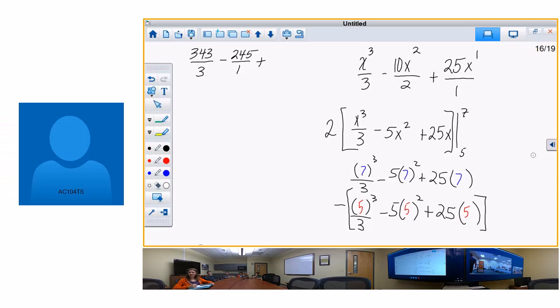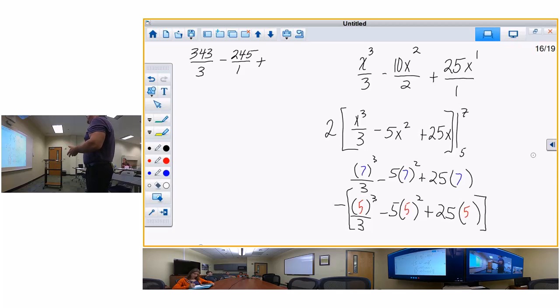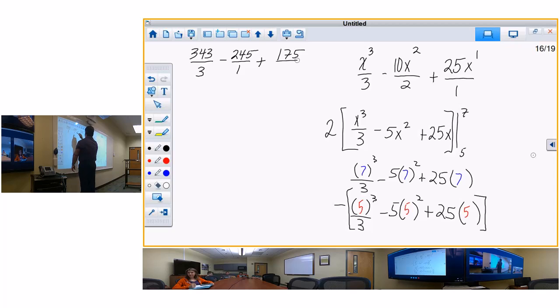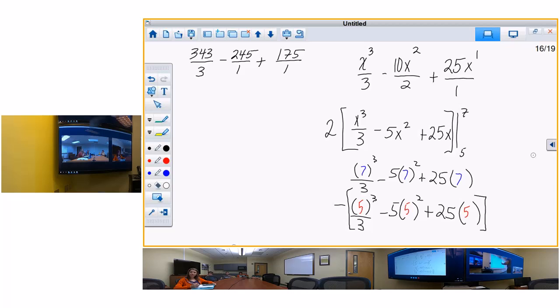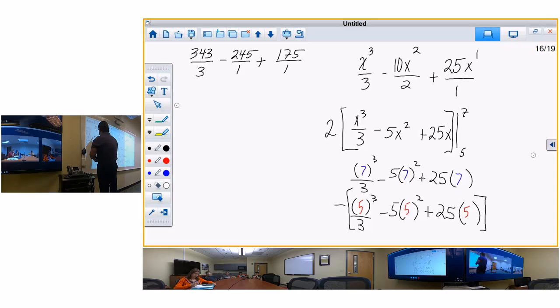Plus 25 times 7. Now, if I asked you what 25 times 7 is, you punch it in a calculator, but if I asked you what 7 quarters are, you tell me it's $1.75. Figure that out. So, 175 over 1. No, they're both over 1. Now, why did I put them over 1s? Because I got to get a common denominator, because I'm not going to depend on the calculator, because I want to be able to make change when I run a cash register.